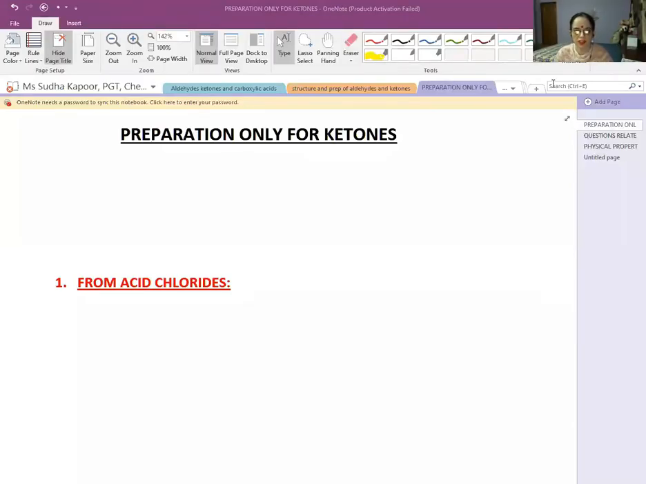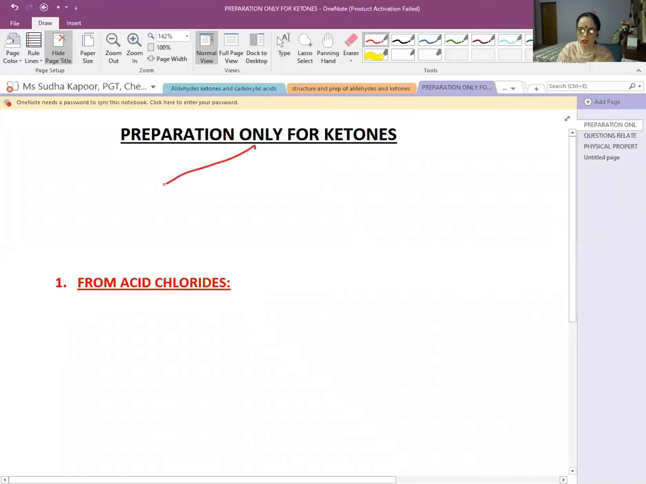Hello children, we are now on a new topic, that is preparation only for ketones. Till now, we have done the preparations related to both aldehyde and ketone, then the preparations meant only for aldehyde, and now it's time for the preparations only for ketones. If the conversion is for ketones, we can take the help of these three very simple, important preparations.